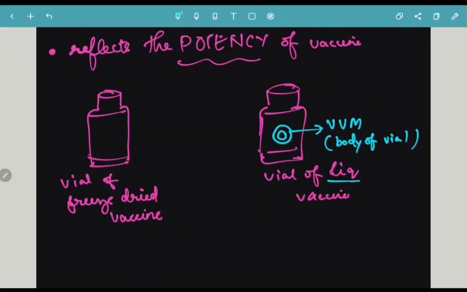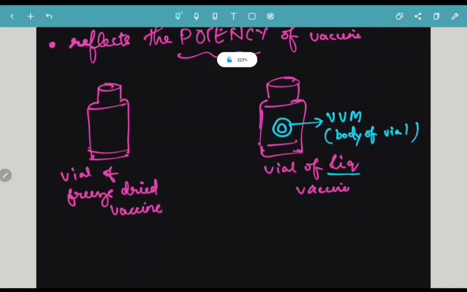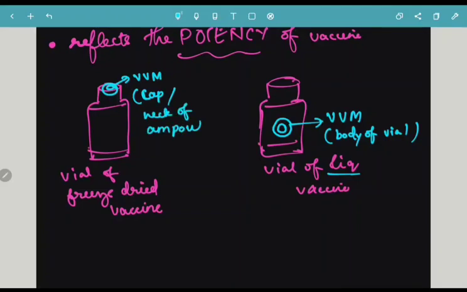Suppose it is a freeze dried vaccine: the vaccine vial monitor is placed on the cap of the vial or the neck of the ampule. So this is the cap. The vaccine vial monitor will be kept over the cap of the vial, or the neck of the ampule, if it is a freeze dried vaccine. So for a freeze dried vaccine, where should you keep the vaccine vial monitor? Either on the cap or the neck of the ampule. If it is a liquid vaccine, where should you keep it? In the body of the vial.